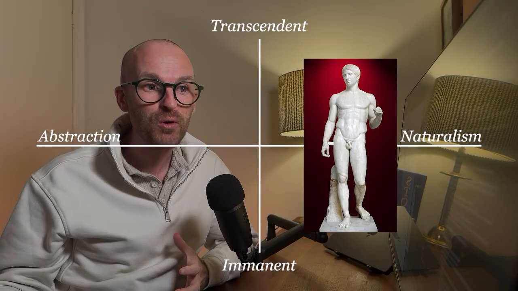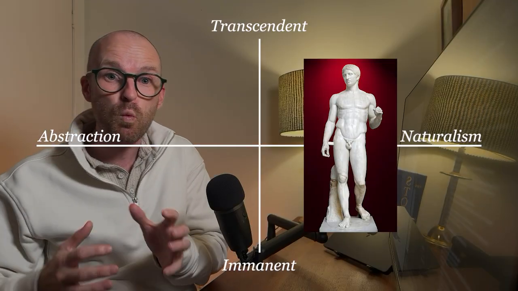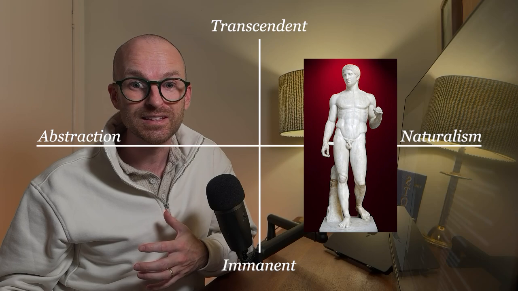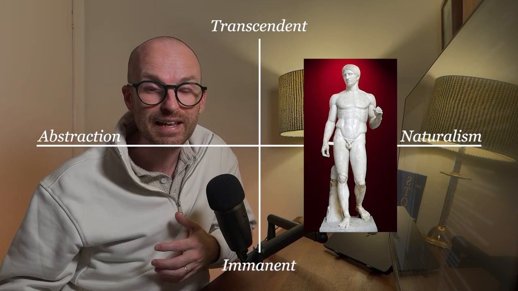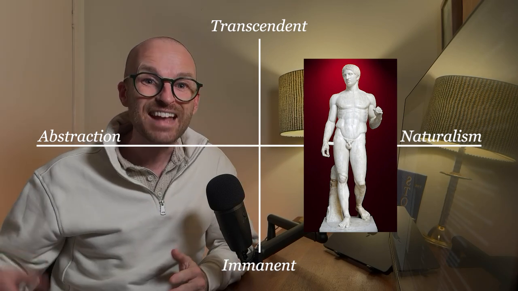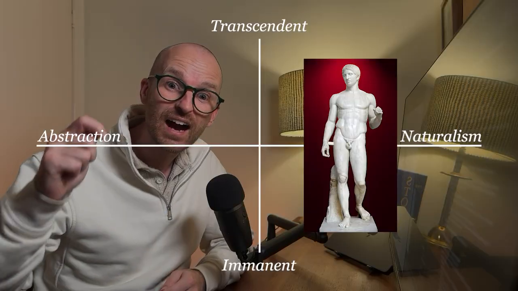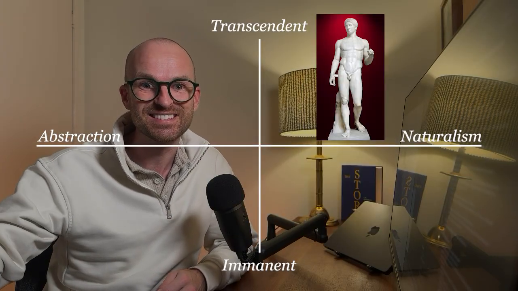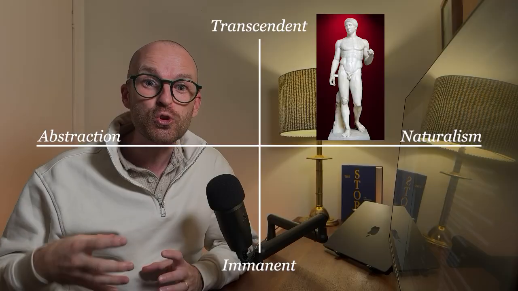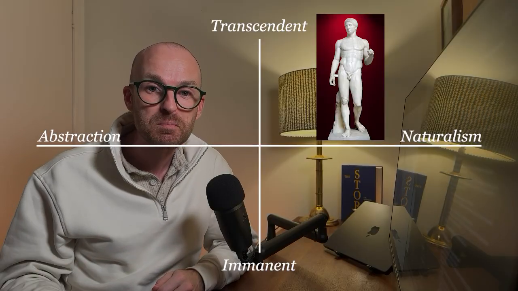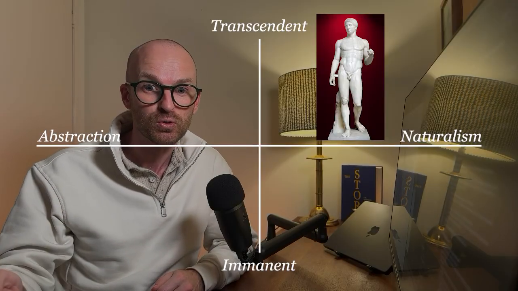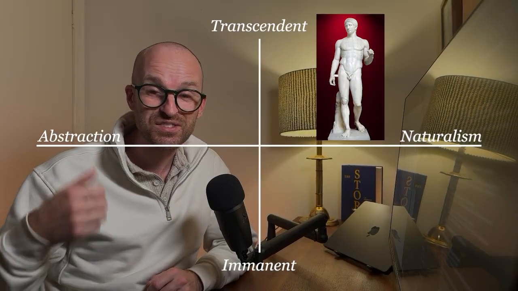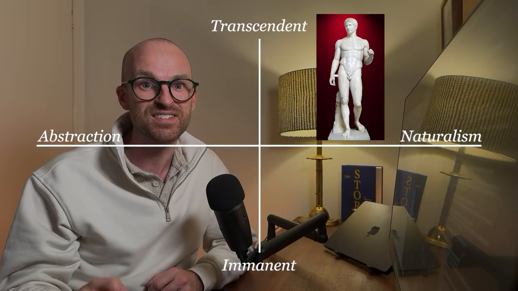Notice the contrapposto. This is where one leg is bearing weight and the other one is relaxed, so the shoulders lean and the hips lean. And in his pursuit of the ideal, he is interested in the transcendent. That is, what are the universal principles that make something beautiful? So Doryphorus sits in our top right quadrant. It's naturalistic and it's transcendent.